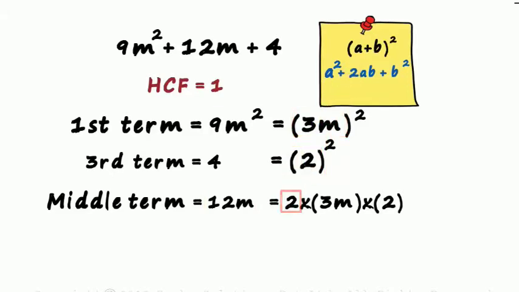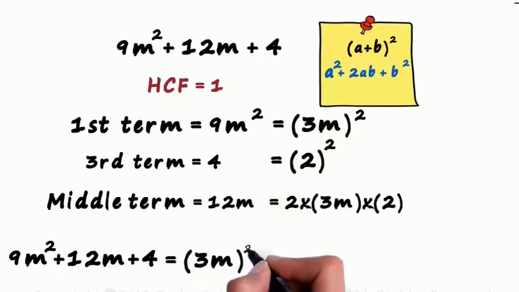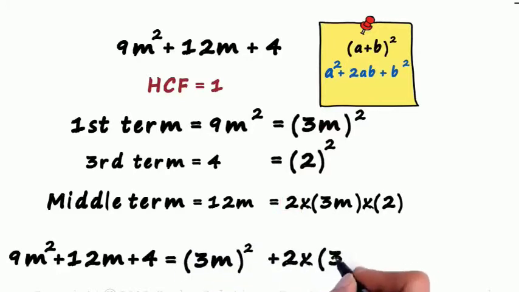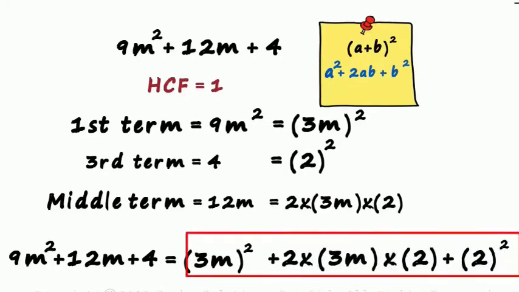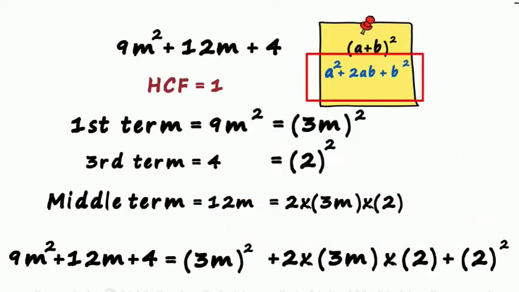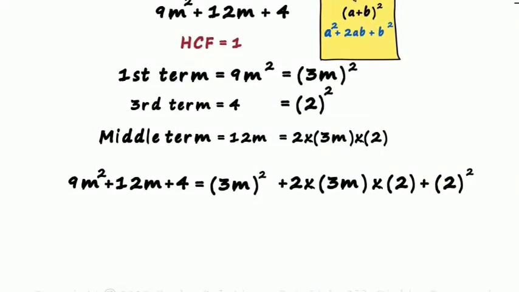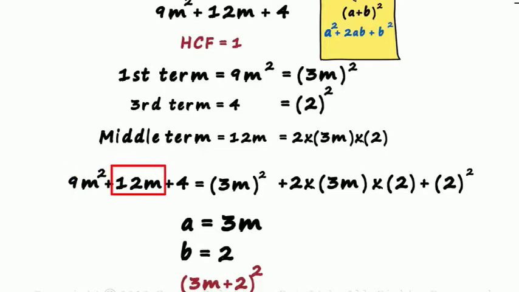So now the given terms all look like the first identity: 9m square plus 12m plus 4. So we can write it as 3m whole square plus 2 into 3m into 2 plus 2 whole square. It means it follows the first identity, that is a plus b whole square, because the plus symbol is here, so we are using the plus identity. So a is equal to 3m, b is equal to 2. So we can write a plus b whole square, that is 3m plus 2 whole square.